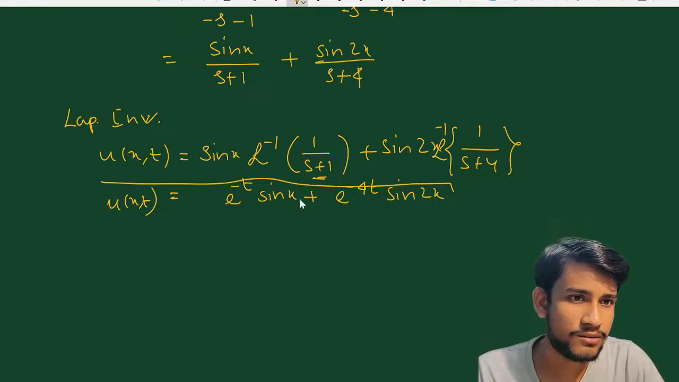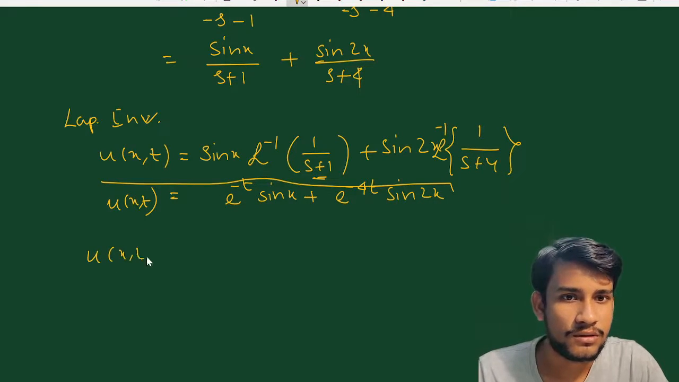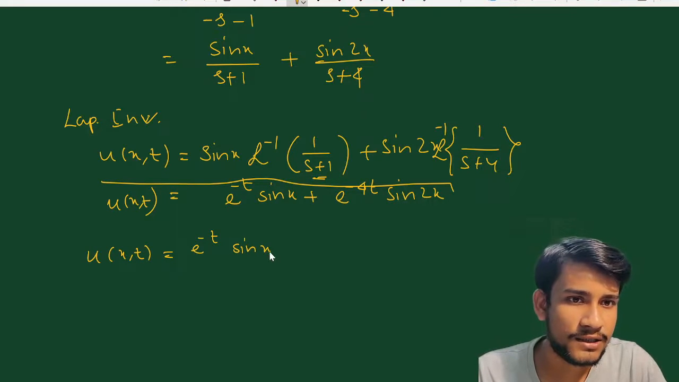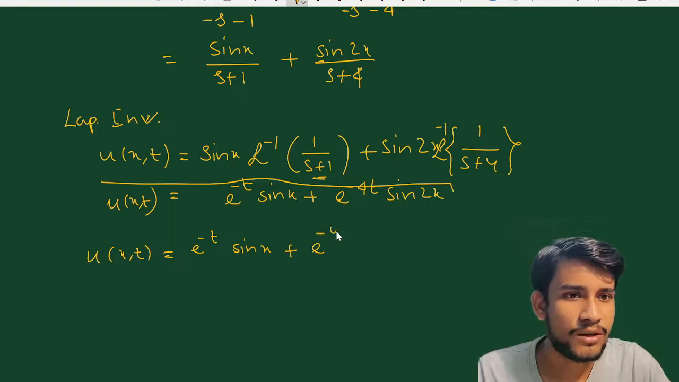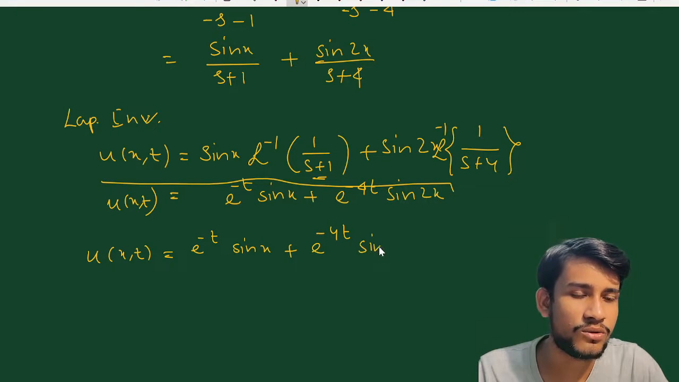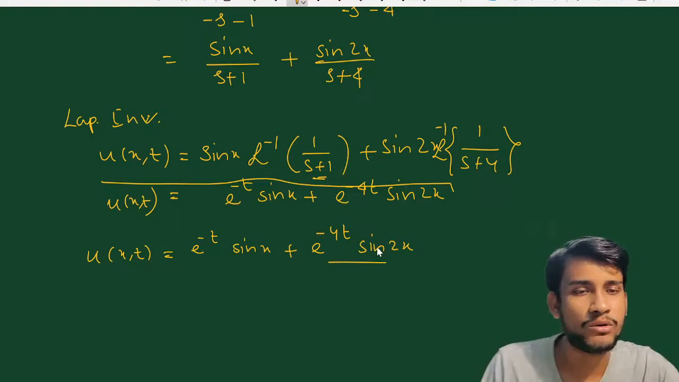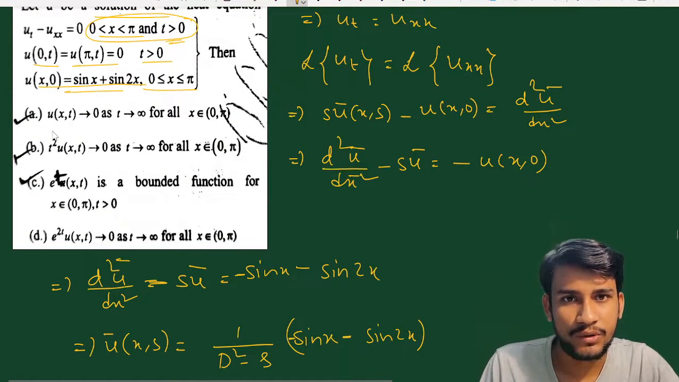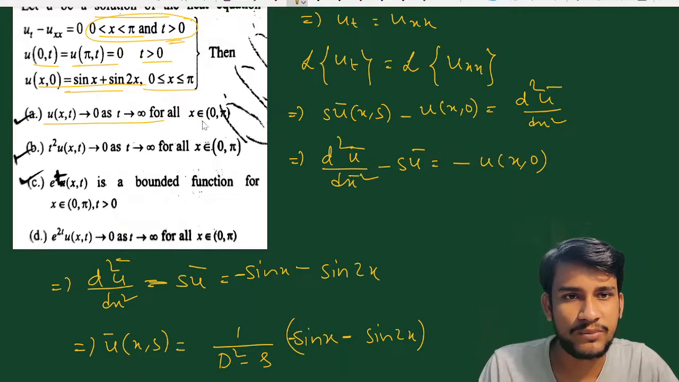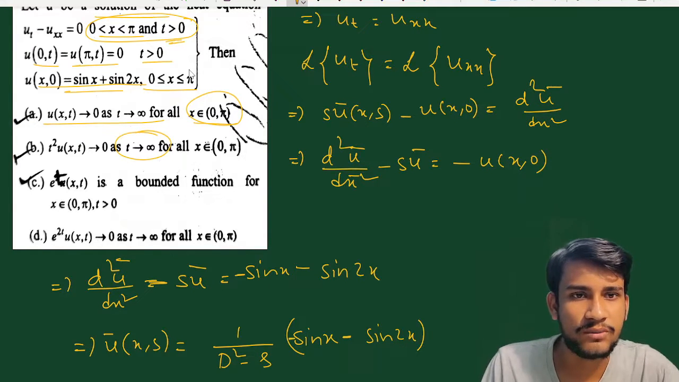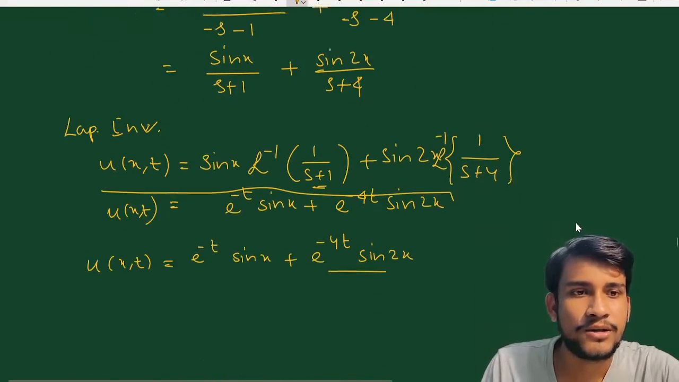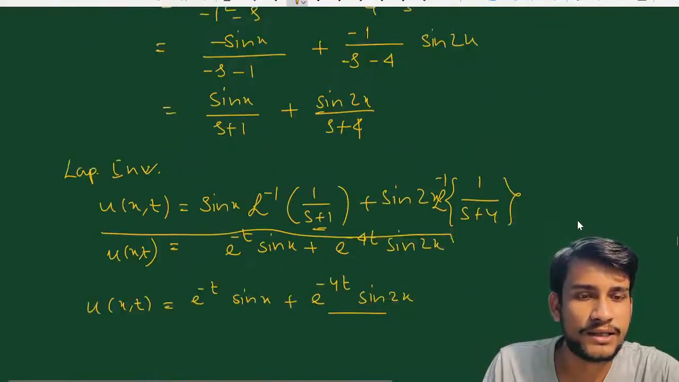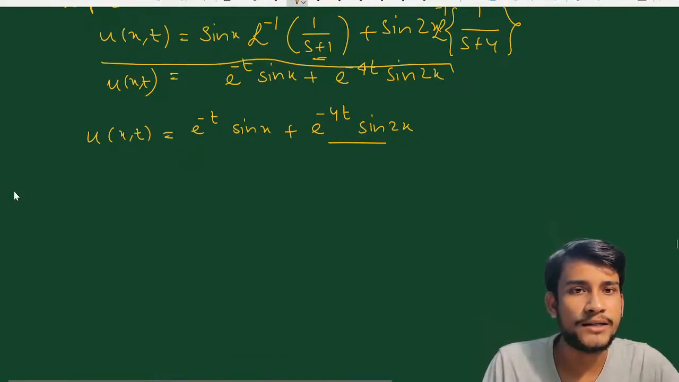So the solution is u(x,t) equal to this: u(x,t) is equal to e to the power minus t sin x plus e to the power minus 4t into sin of 2x. Clear? Now we go to the question. The question says given that u(x,t) tends to 0 as t tends to infinity, x belongs to (0, π), and then t² u(x,t) tends to infinity, and e to the power t. So the first option is u(x,t) tends to 0 as t tends to infinity.